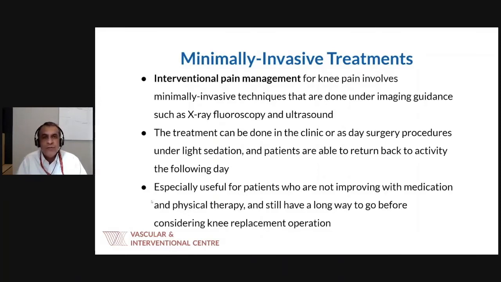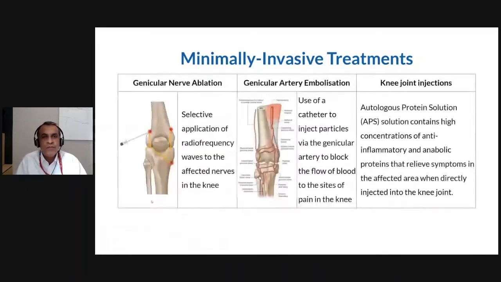You're back to normal activity the following day. This is especially for patients who do not respond very well to either medication or physical therapy like physiotherapy, acupuncture, or some of the other treatments, and still have a long way to go before considering a knee operation. For example, say a 55-year-old person comes with knee pain. You've tried physiotherapy, you're trying medication, then what do you do next? You're young for a knee replacement surgery unless the changes are very bad. So this is the group of patients in which these treatments are extremely helpful.